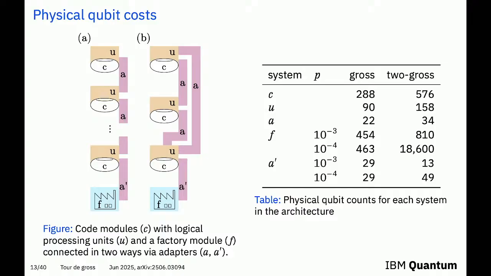And you can see that the physical qubit counts are respectable, not massive, except for this factory at 10 to the minus 4. But this was a rough estimate going off of the distillation literature, and we expect that could be improved with further research.